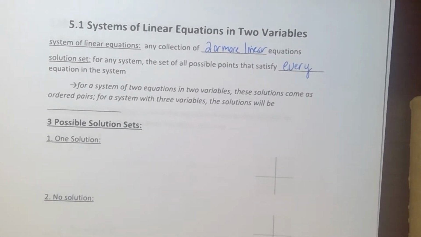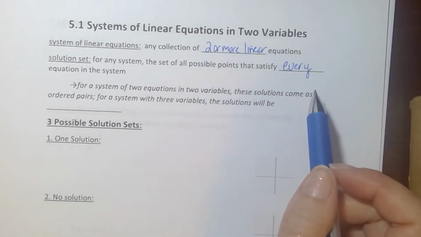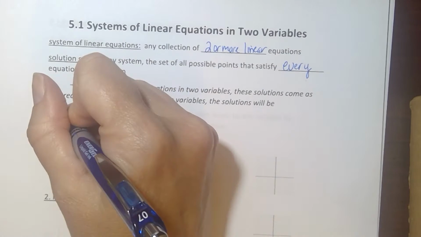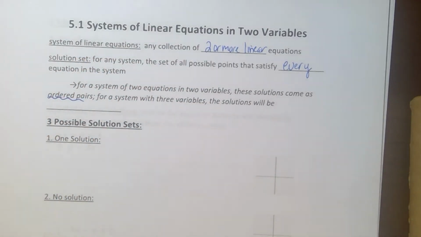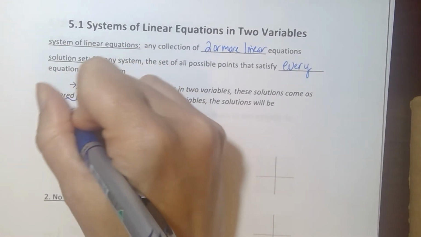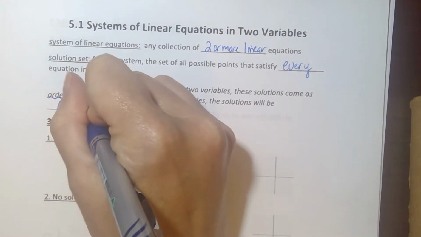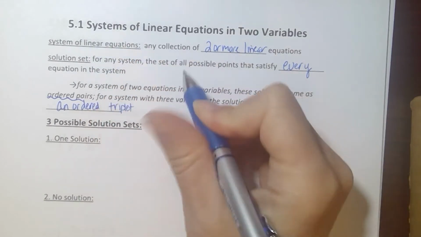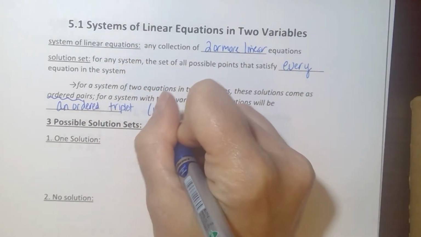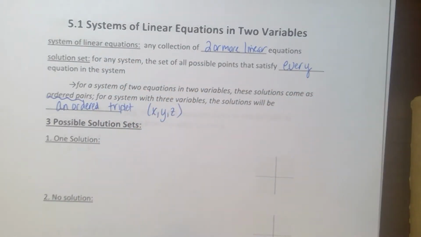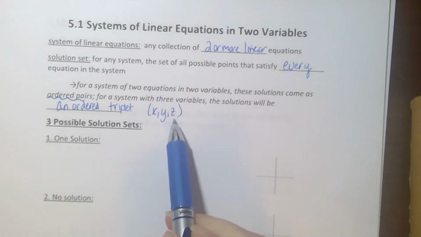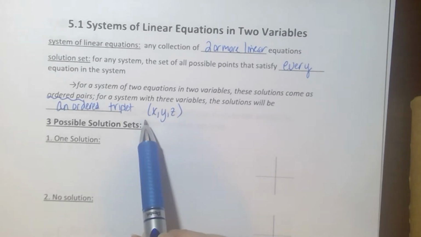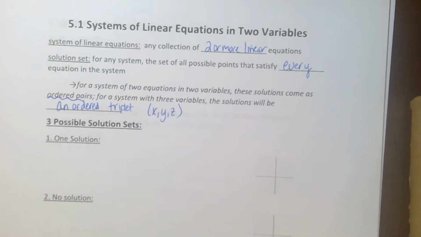For a system of two equations and two variables, these solutions come as ordered pairs. For a system with three variables, the solution would be an ordered triple. When we get to that, you'll see that we typically use x, y, z, with z as our third variable for our three-dimensional axis. Always go in alphabetical order: x, y, z.